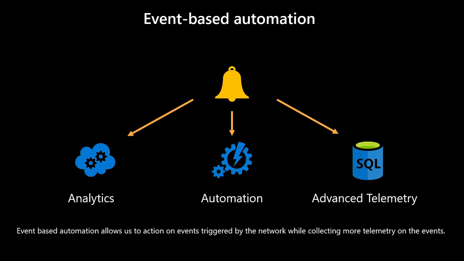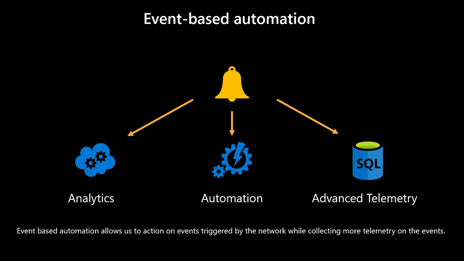So we went down the path of event-based automation. With event-based automation, our goal was to collect events from the network, analyze them, and make something happen. The something that we started with was just plain automation. Let's make a piece of automation start. Let's have something run against that network when an event is received.